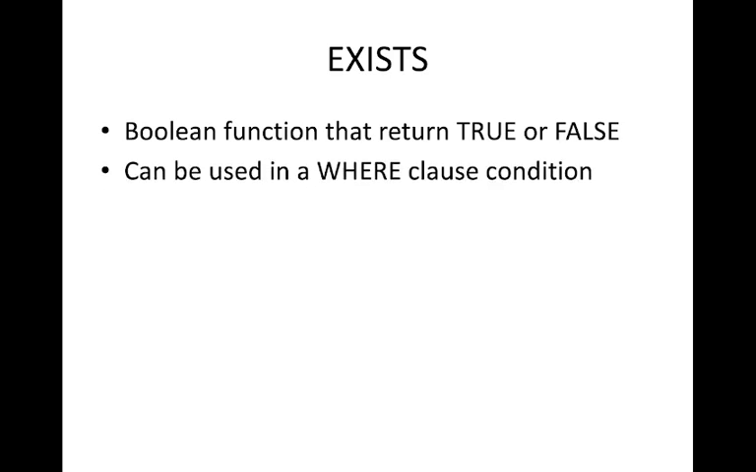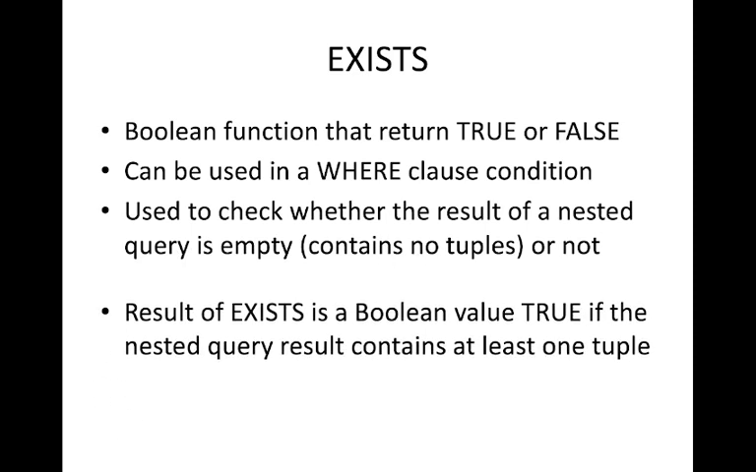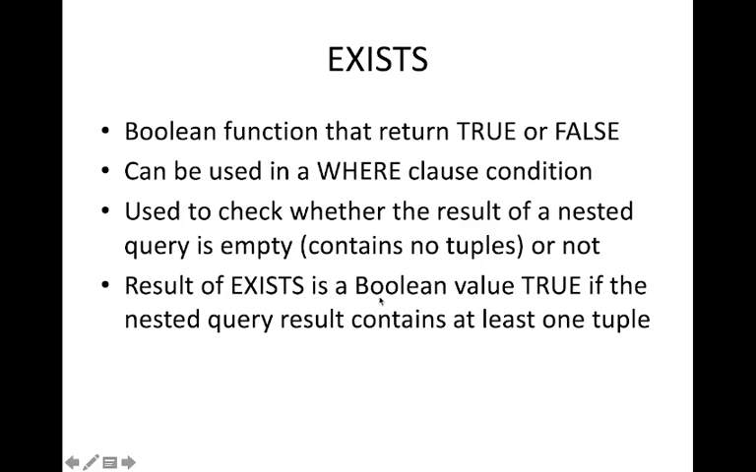It can be used in a where clause condition. We usually use this in a where clause, and that condition will return either true or false. It is used to check whether the result of a nested query is empty, that is, contains no rows or no tuples. The result of EXISTS is a Boolean value: true if the nested query result contains at least one tuple.